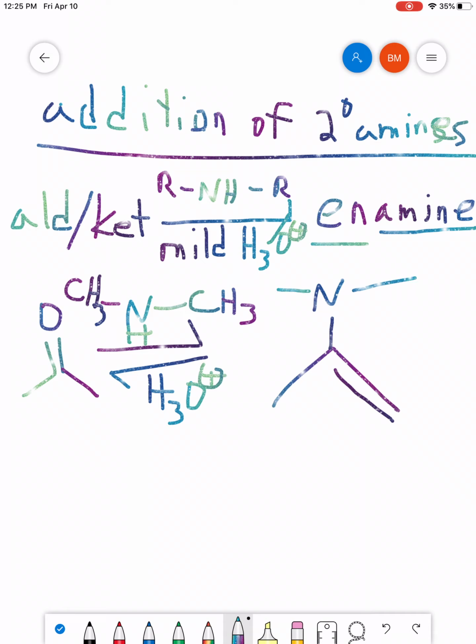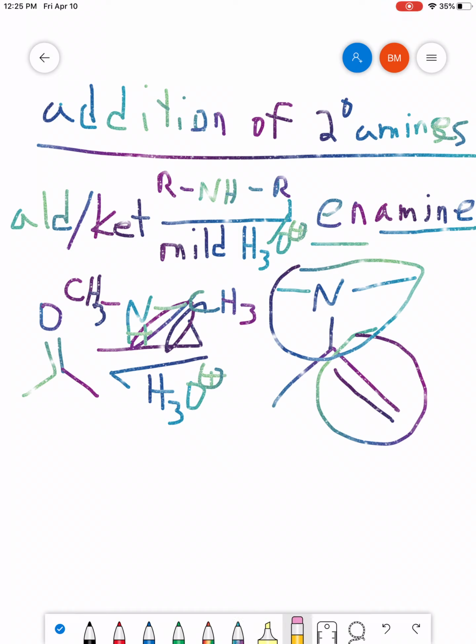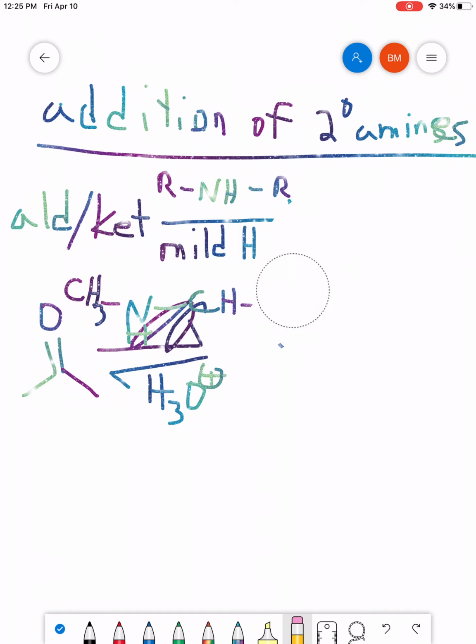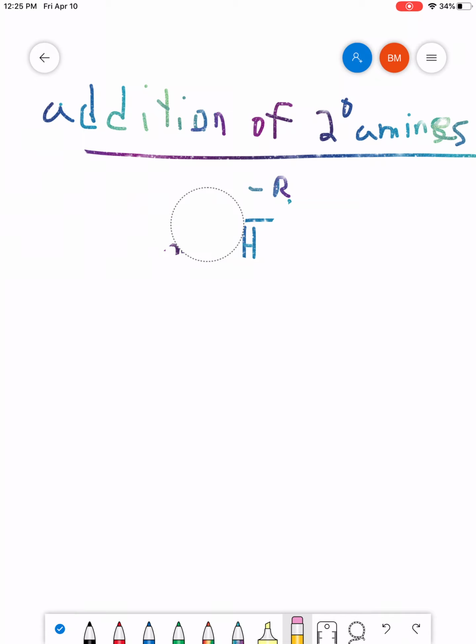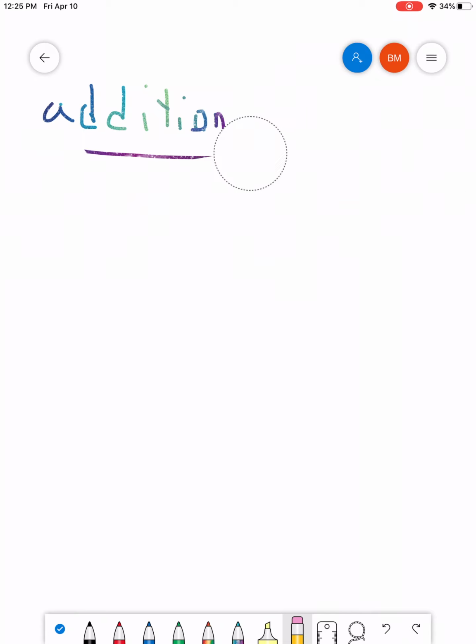Okay, and so you can see where we get the term enamine from. Here's the ene portion right over here, carbon-carbon double bond, and here is the amine portion. You have a carbon-nitrogen single bond, which is traditionally recognized as an amine. All right, so let's see how we can actually get to this. We're going to go over the mechanism, and you're going to see it's going to be pretty similar to what we did with the primary amines, the imine formation, but with a key difference.